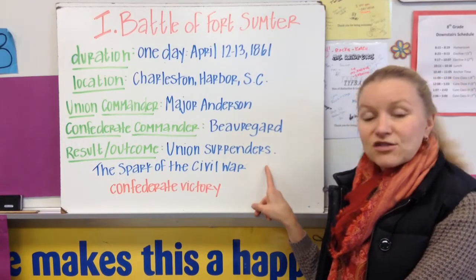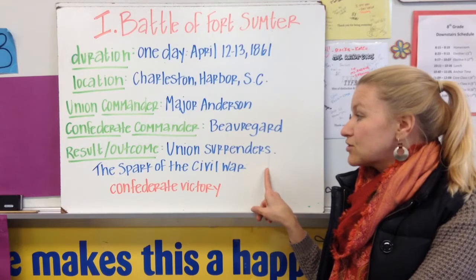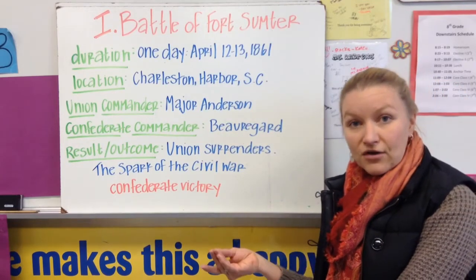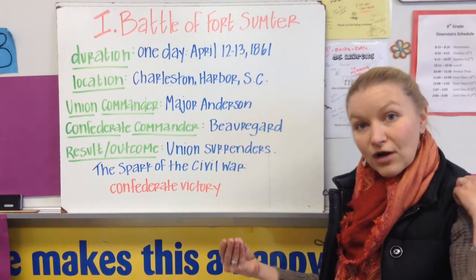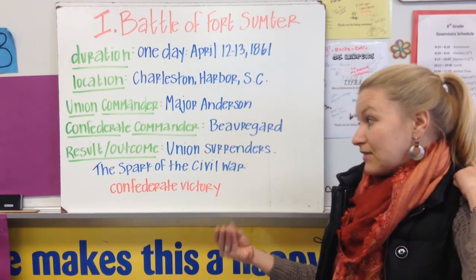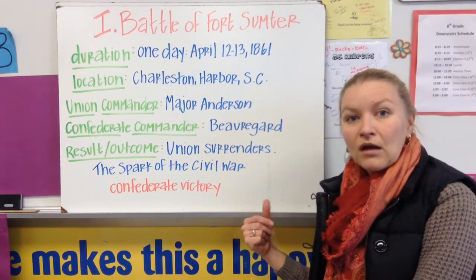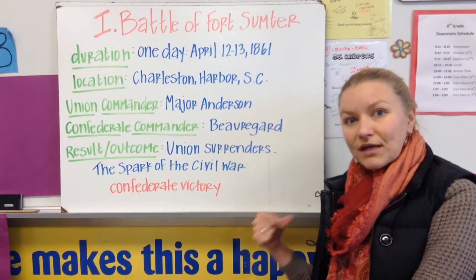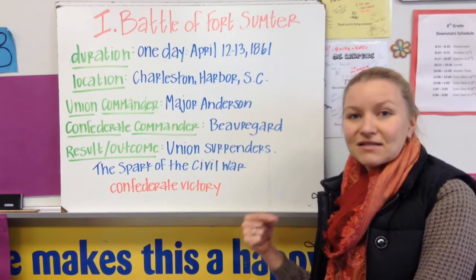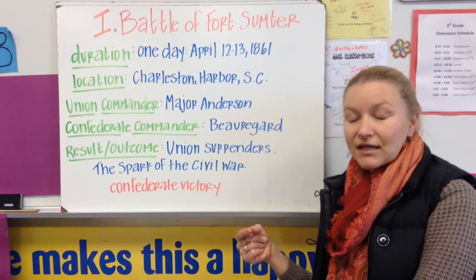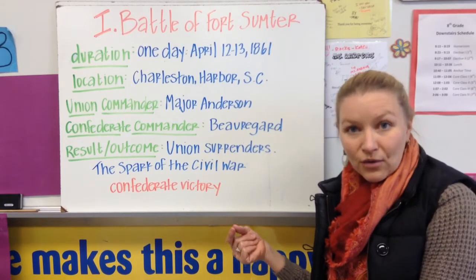And the result, as we've talked about, the Union surrenders to the Confederacy. So the Union troops essentially removed themselves from Fort Sumter. And this was the spark of the Civil War. And it was a really, really big morale booster for the Confederate Army. It led them into this war thinking that they could actually really compete against what was going on in the North.